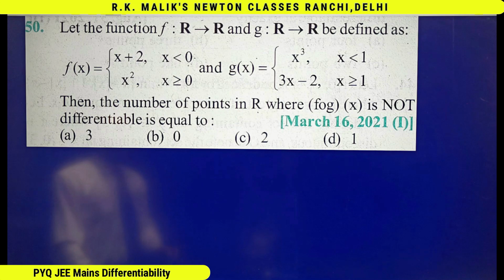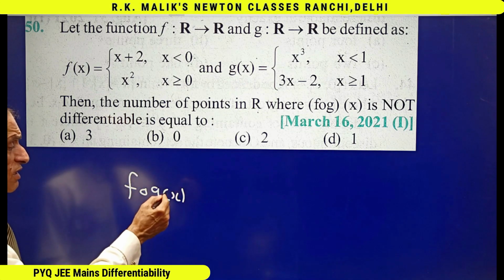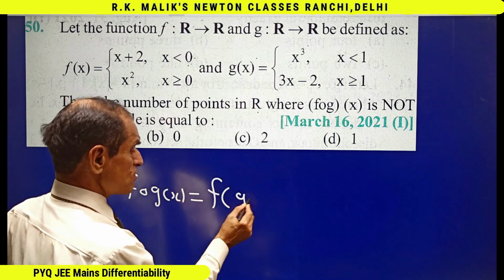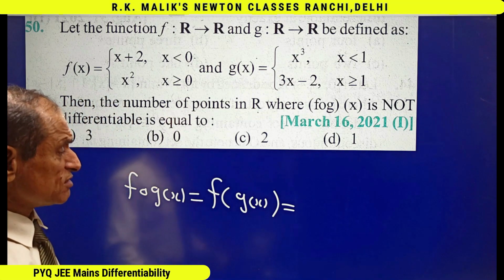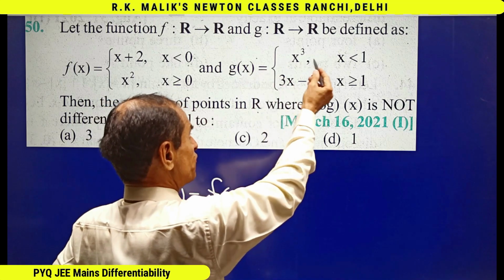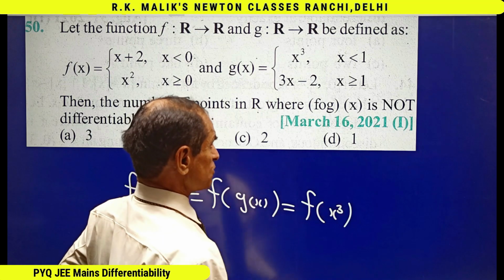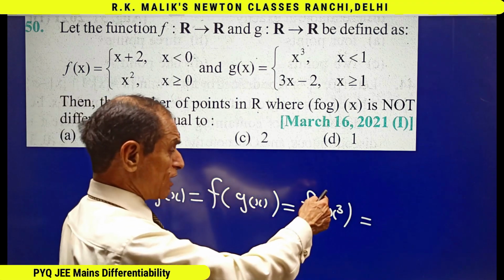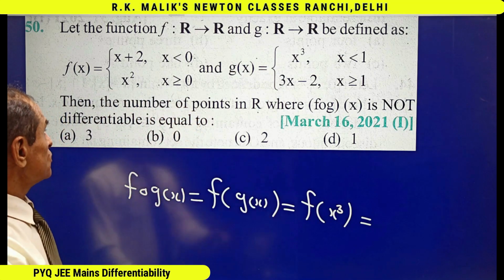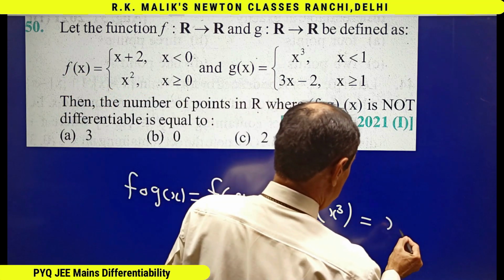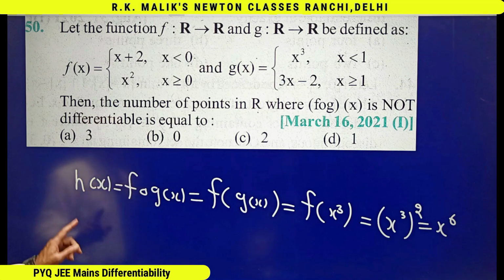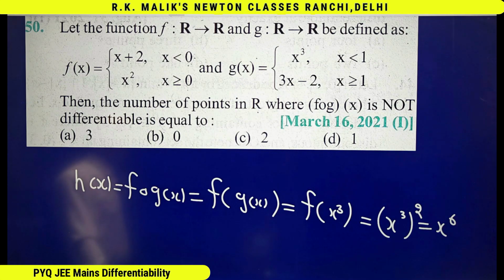To find the right hand derivative of f∘g(x) at x equal to 0, first I will find the value of f∘g(x) in terms of x, where x is slightly greater than 0. Hence, this will become f of g(x). If x is slightly greater than 0, then I will be using this definition of g(x), that is, I will be getting f of x cube. Because I have supposed x is slightly greater than 0, therefore x cube is also slightly greater than 0. And using this definition of f(x), I get x cube square, that is x to the power 6. And if I name it as h(x), it means the value of h(x) is x to the power 6 when x is slightly greater than 0.